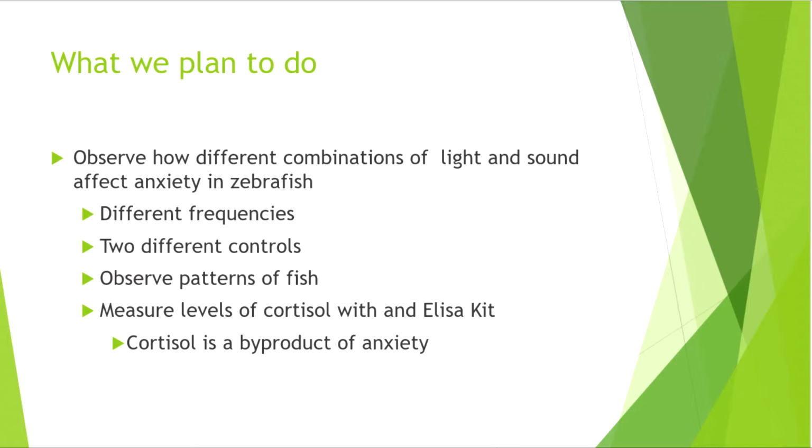For instance, we will have three different groups containing a sound frequency at 10,000, 20,000, and 30,000 Hz. One group at each of these sound frequencies will be exposed to light, while the other will not be exposed to light. We will then observe the patterns of the fish and use an ELISA kit to measure the levels of cortisol, which is a byproduct of anxiety.